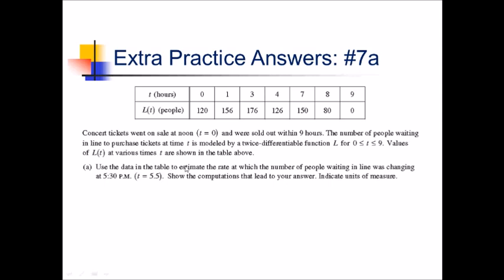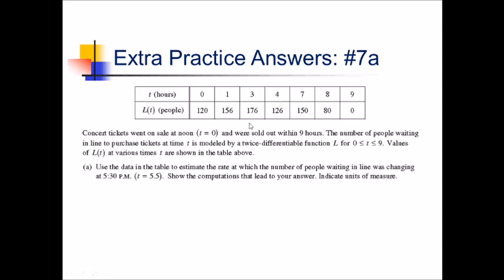So we want to use the data to estimate the rate at which the number of people waiting in line is changing at 5:30, which is time 5.5, which is somewhere in this interval here. And then show computations and indicate units of measure. Okay, well, if we're just being asked to estimate an instantaneous rate of change, we can always do that with an average rate of change. We just have to make sure we use AROC on an interval that includes 5.5. There's a whole lot of intervals you could use on this one, but probably the most sensible one to use is the smallest interval, from 4 to 7.